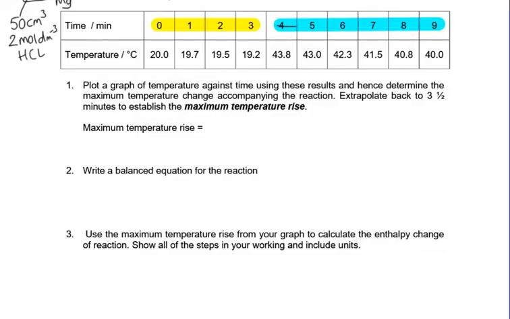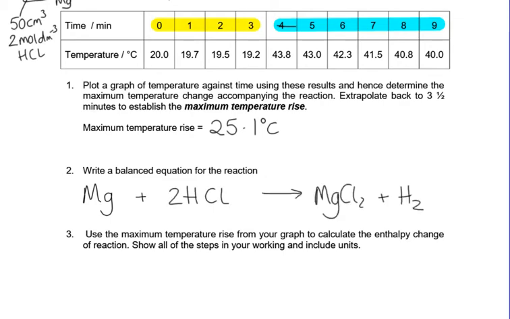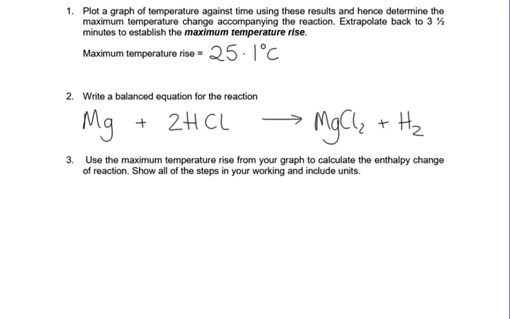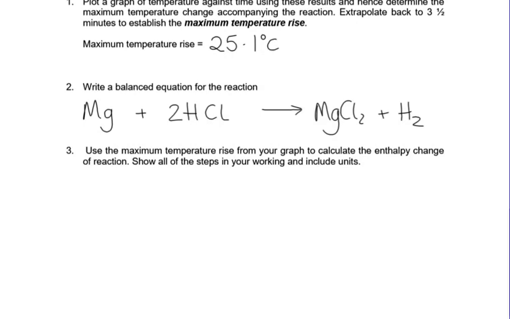Okay, so if you look at your graph, it slightly depends on your graph what you got as your temperature rise. Now on my graph I got a temperature rise of 25.1 degrees C, or Kelvin, because the difference is the same in both. Our balanced equation. So see if you can write a balanced equation between magnesium turnings and hydrochloric acid. Should look like that.